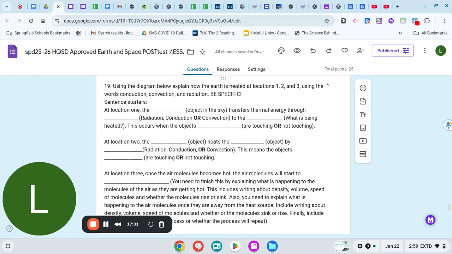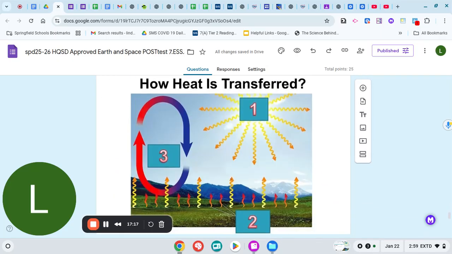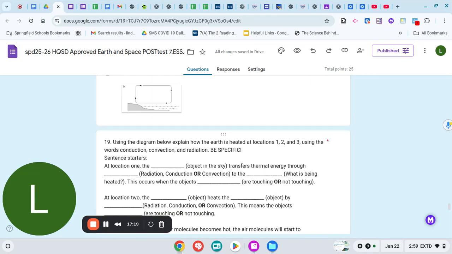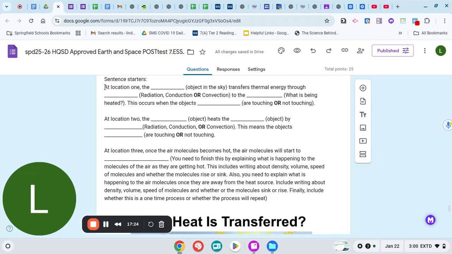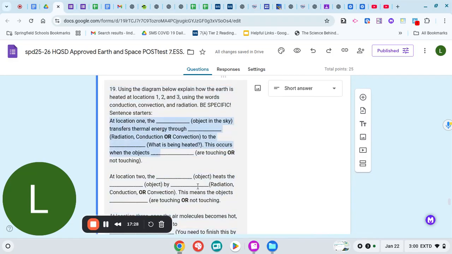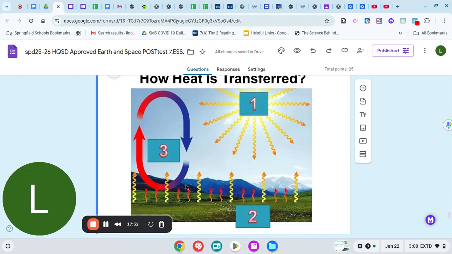Number 19. It says, using the diagram below, show or explain how the Earth is heated at locations 1, 2, and 3 using the words conduction, convection, and radiation. What I would like you to do first is literally copy from where it says at the location. We're going to copy the whole thing, and then you're going to click paste in here, okay?